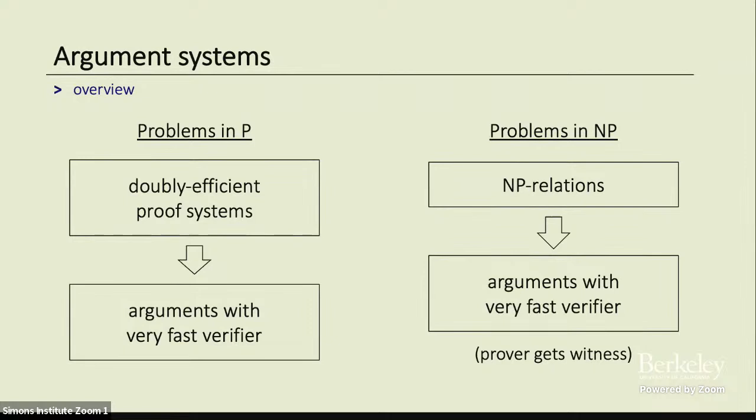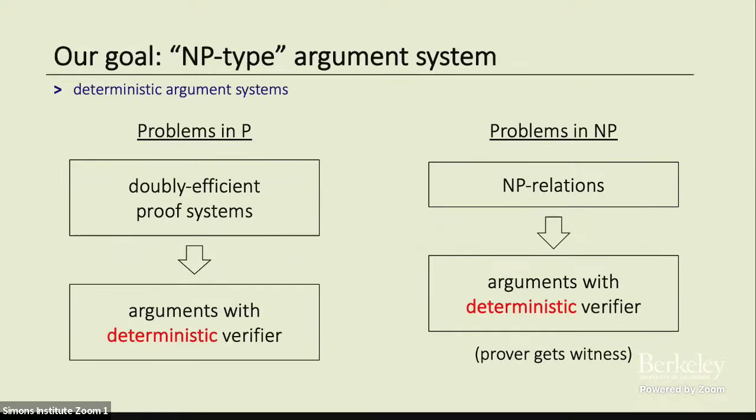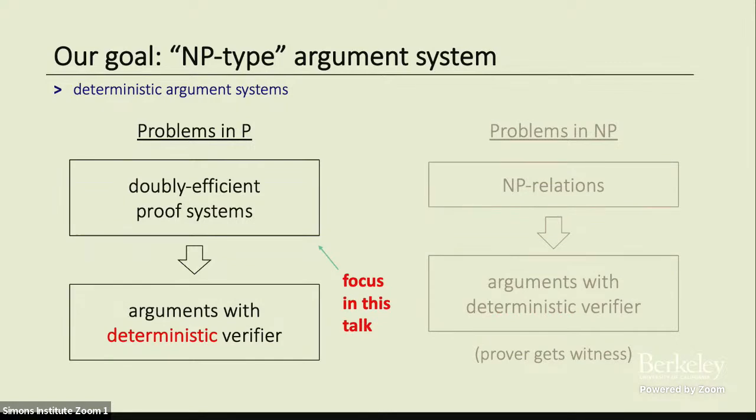In previous work, they studied doubly efficient proof systems for both problems in P and problems in NP. But in those previous works, the verifier is always randomized, though very fast. In this talk, we'll study an NP type of argument system where the verifier is actually deterministic. We have studied both problems in P and problems in NP, but let's focus on problems in P in this talk.